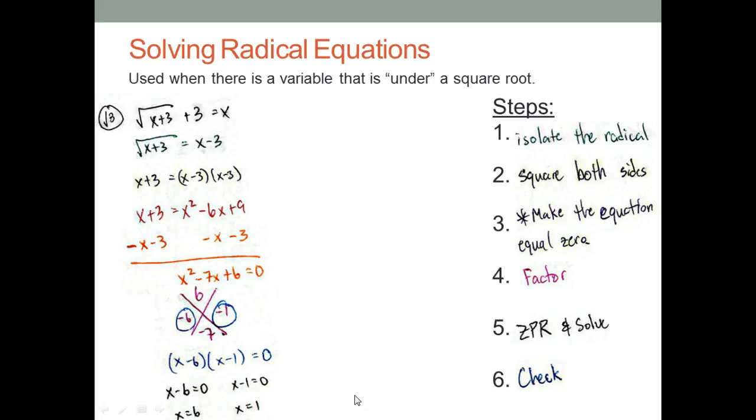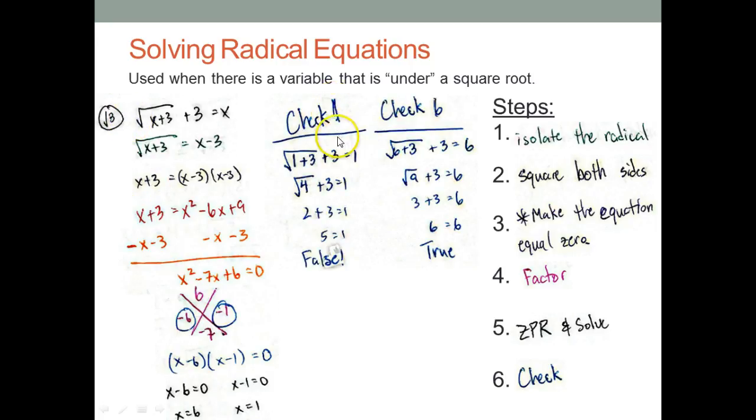Okay, so yes, you have to check this. That's step 6. The reason is that whenever we use radical equations, one of our answers could be what's called an extraneous root. It's a root that satisfies the method, but does not solve the equation. So we have to check.